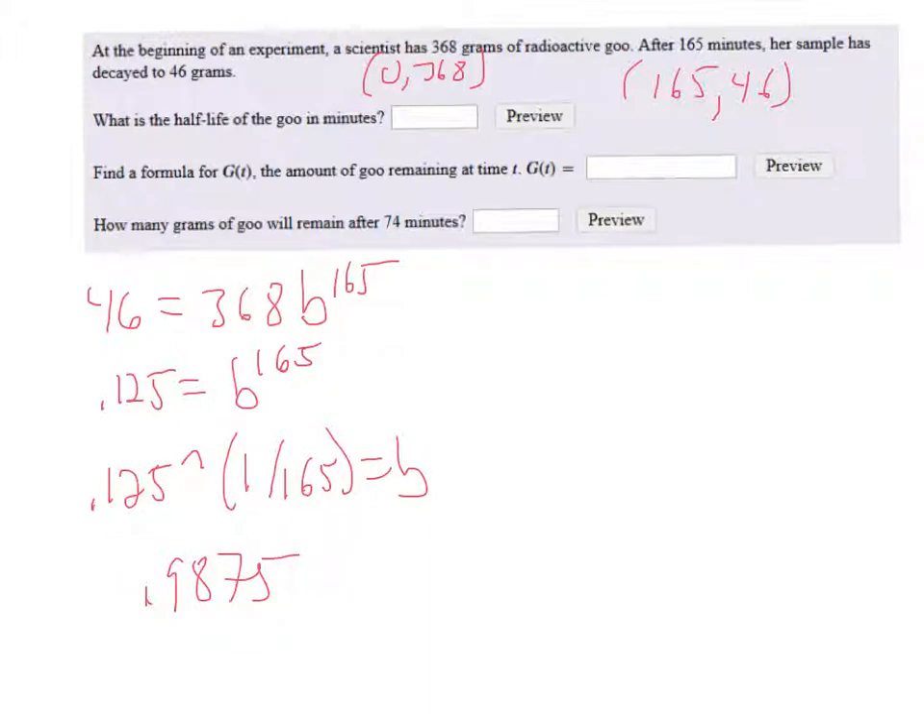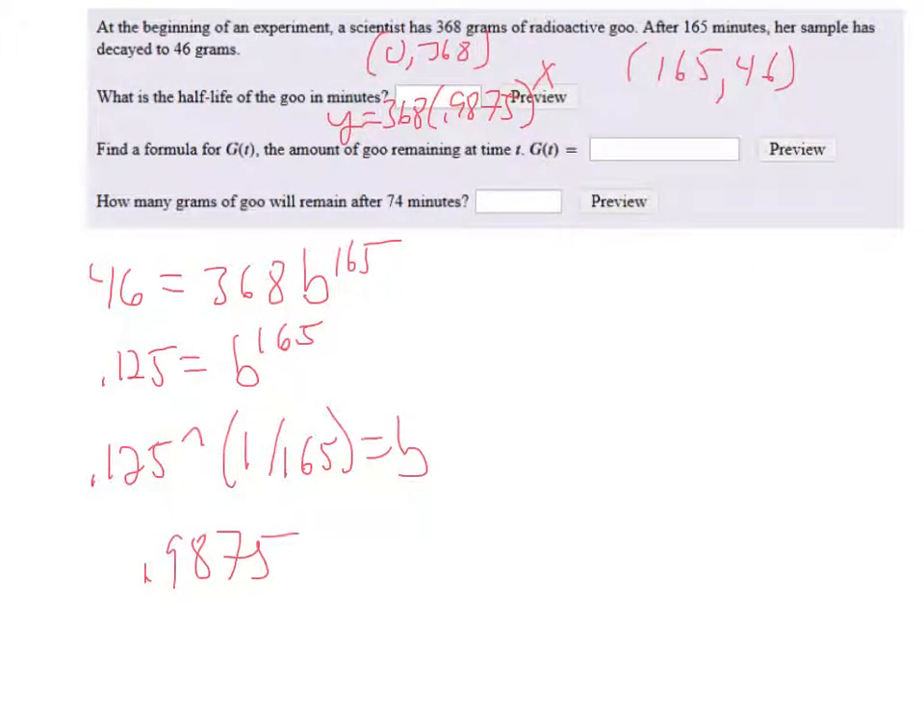So they want a formula, right? So I'm going to write y equals 368 times 0.9875 raised to the t, or x. Because if this is MyOpenMath, we'd probably want to say g of t and raised to the t. Oh, I guess I did the wrong problem here, didn't I? So it looks like what I did is I did part B. I found the formula.